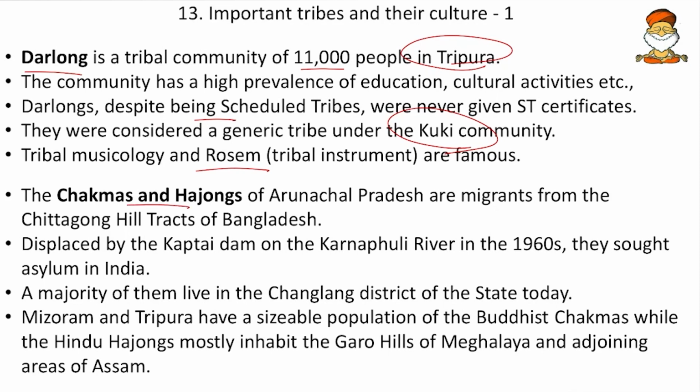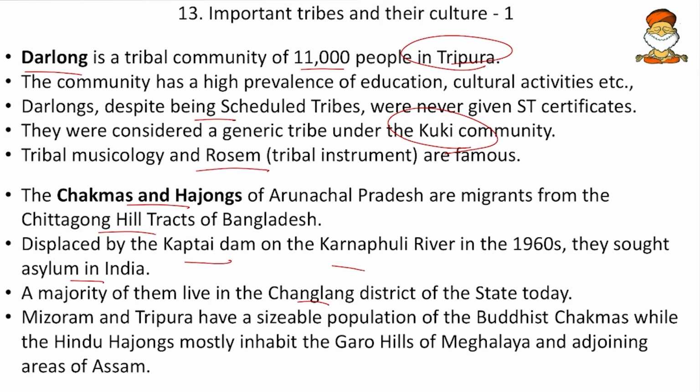Then Chakmas and Hajongs of Arunachal Pradesh are migrants from the Chittagong Hill Tracts of Bangladesh. So they are not indigenous, they are migrant tribes. Displaced by the Kaptai Dam on the Karnaphuli River in the 1960s, they sought asylum in India. This is how they came to India, and the majority of them live in Changlang district of Arunachal Pradesh today.